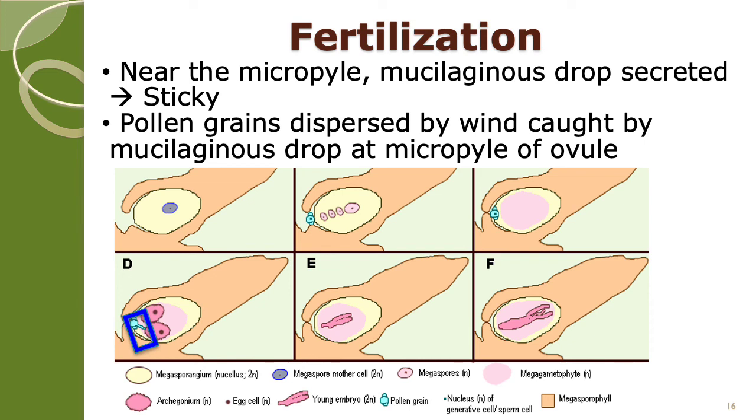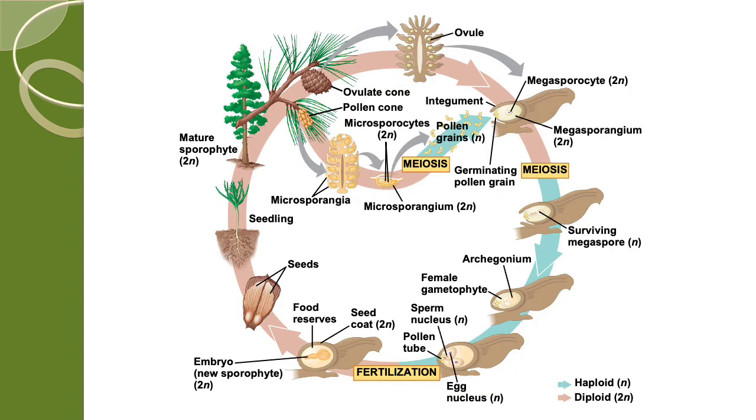These male gametes can then fuse with one of the archegonium eggs that's there, and it ultimately forms a diploid zygote that undergoes cell divisions to form an embryo, and this embryo is diploid. So thus we can see the formation of an embryo from the male and the female gametes in gymnosperms.